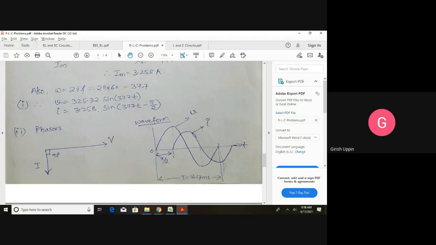Now the current will lag the voltage. Lag means the current will not start until pi by 2. After that the current will start. So this equation is i equal to Im sin(omega t minus pi by 2). If you represent this much, then it is very clear.